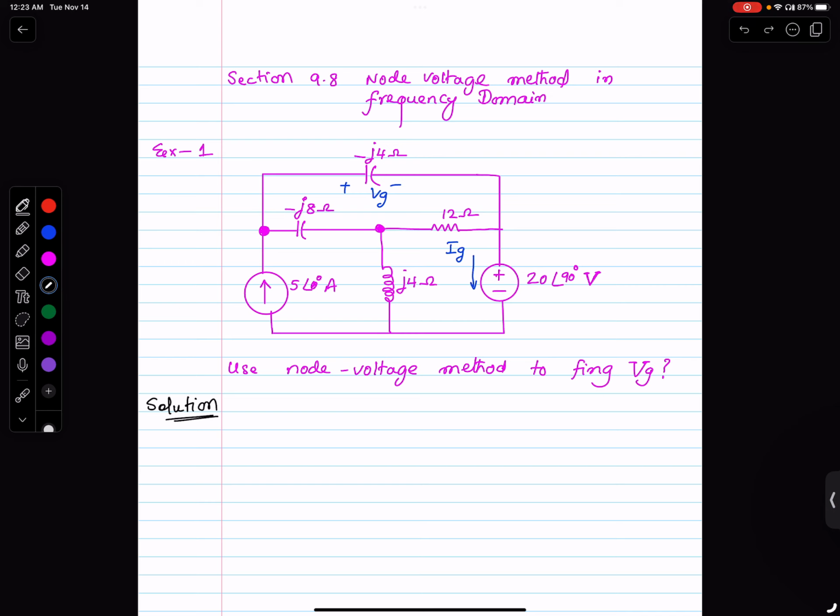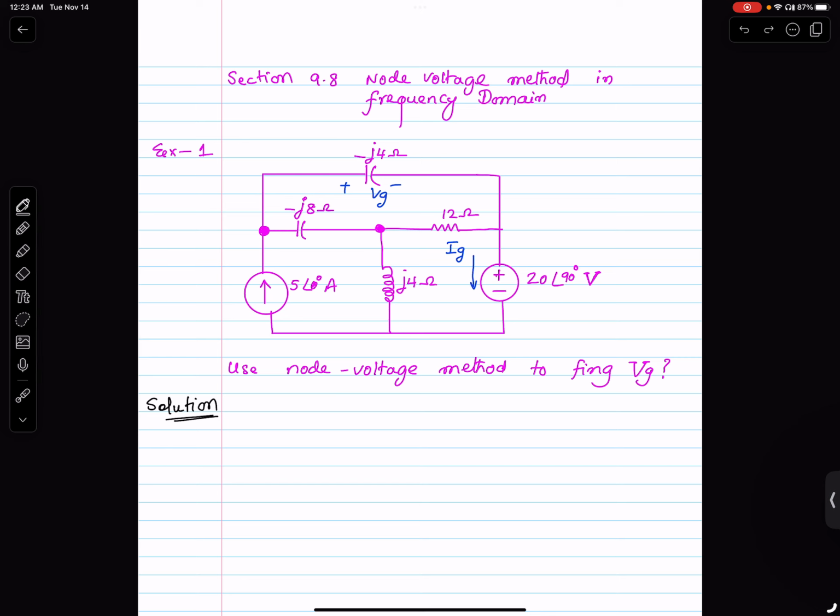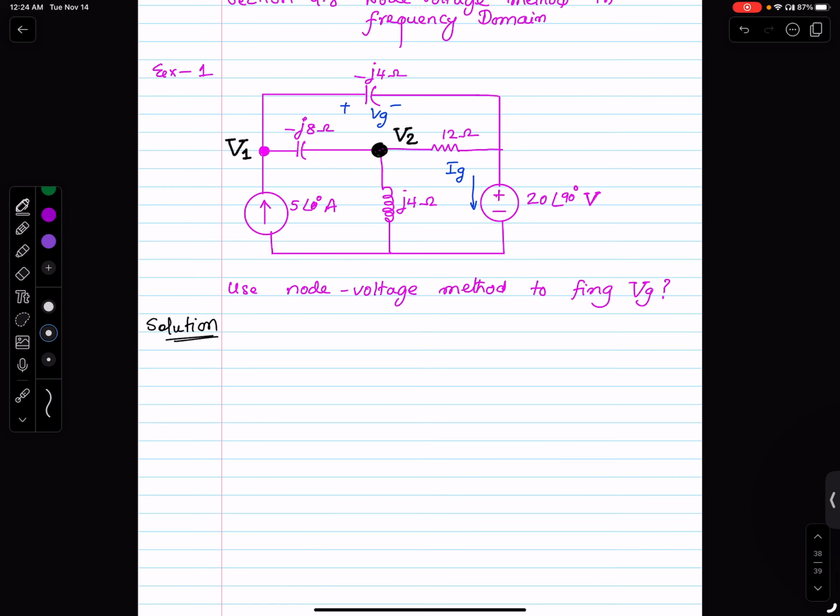Okay. Let's first simply name all the nodes. So I'm going to call this node V1. And this node right here, I'm going to call this node V2. That's all I'm going to name. So we are applying node voltage method. In this case, let's start with node V1.